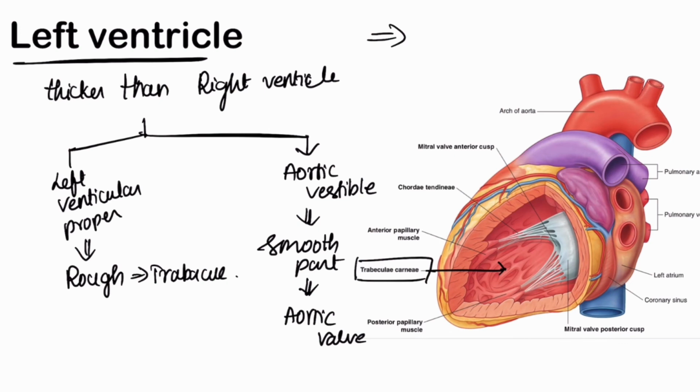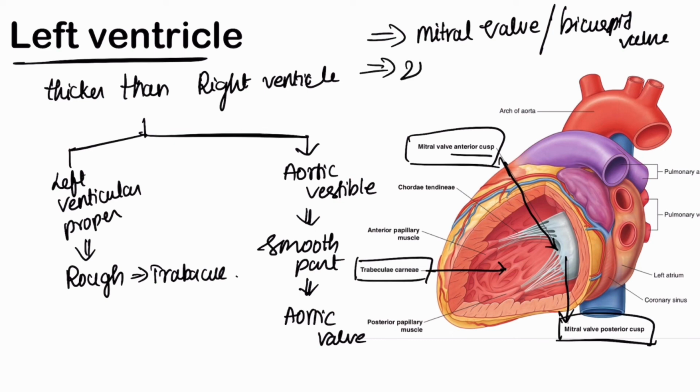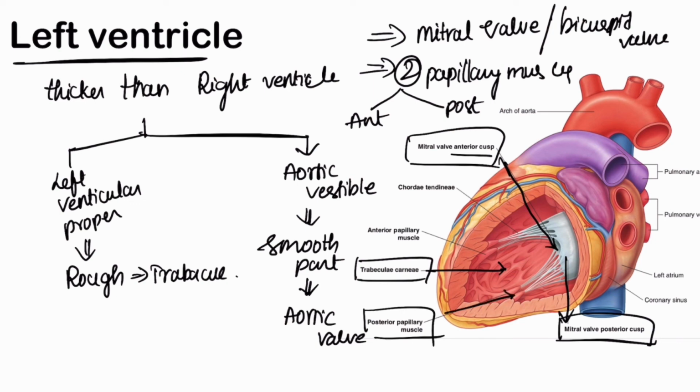In between the left atrium and the left ventricle, we have the mitral valve. This is the mitral valve here, also known as the bicuspid valve. This is the anterior cusp here, and this is the posterior cusp. And we have only two papillary muscles. They are the anterior papillary muscle and the posterior papillary muscle. These are the posterior papillary muscles here, and these are the anterior papillary muscles.